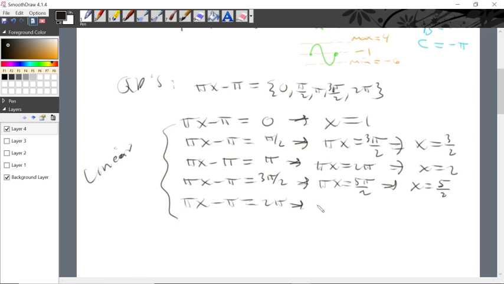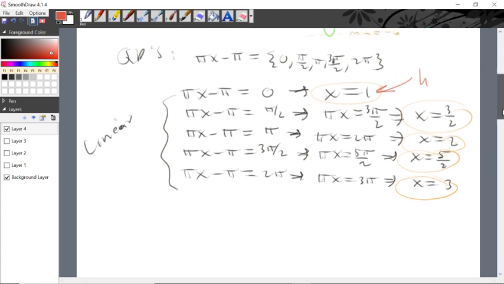And then add pi to 2 pi, so we get pi x is equal to 3 pi, divide by pi, x is equal to 3. So we have the 5 quarter points are located at these 5 values. And h is going to equal 1 then.